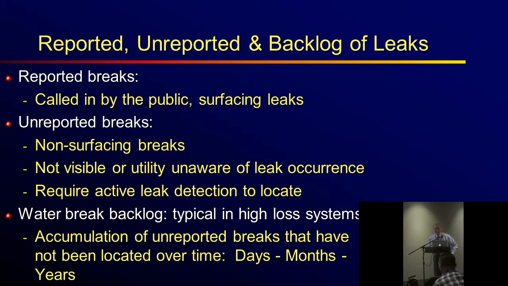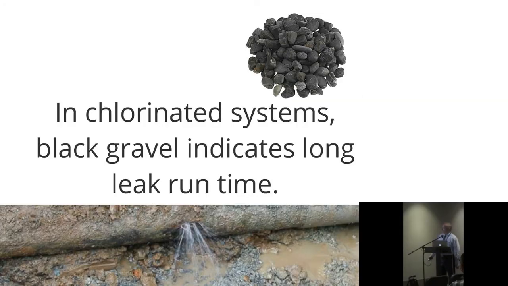So the simple math on it, if you look at the years, that's 1,440 minutes a day times 365 times 100 gallons a minute. That's a big number for one leak. Systems that have high losses have hundreds of leaks. They're running 7 days a week, 24 hours a day. That's the killer. Right, tip of the day: in chlorinated systems, black gravel indicates a long leakage runtime.